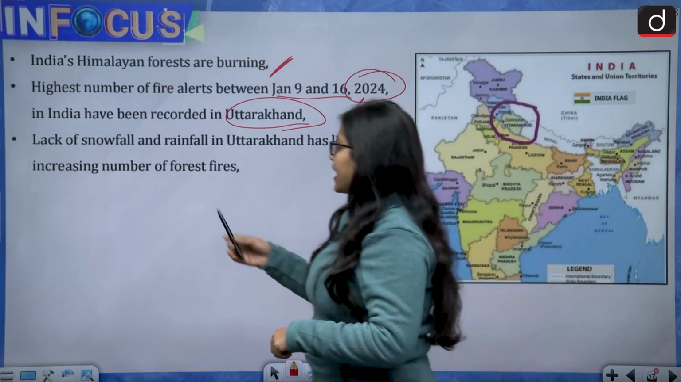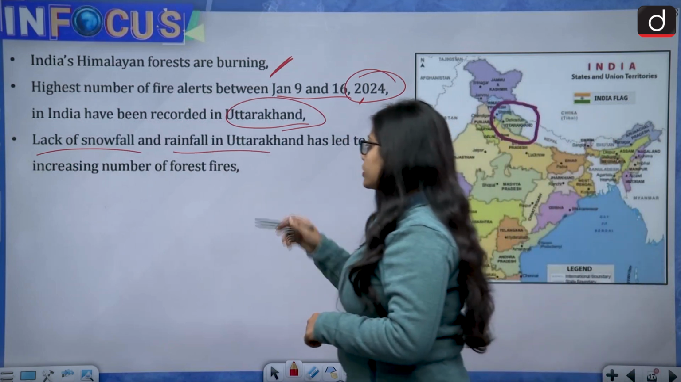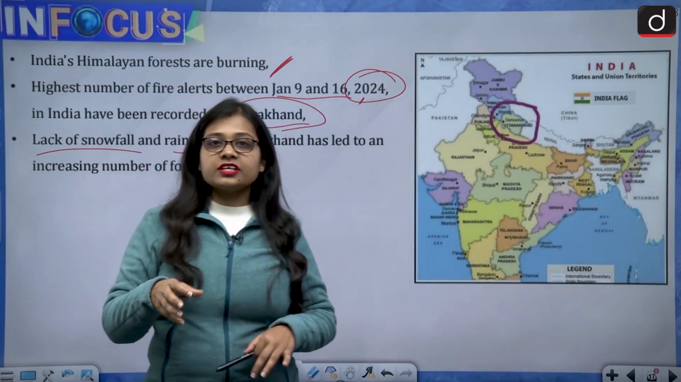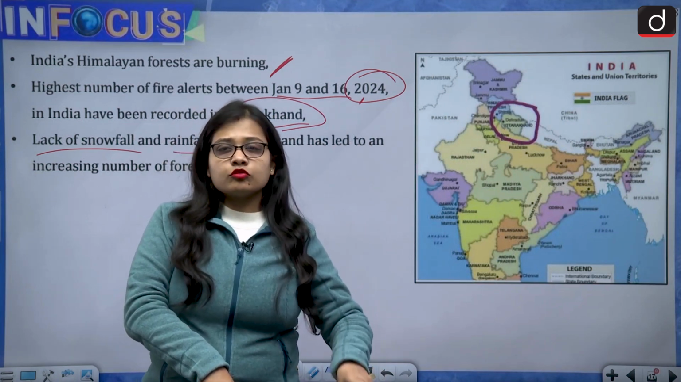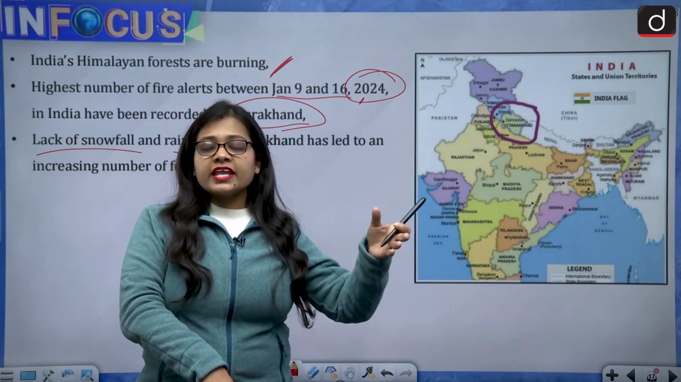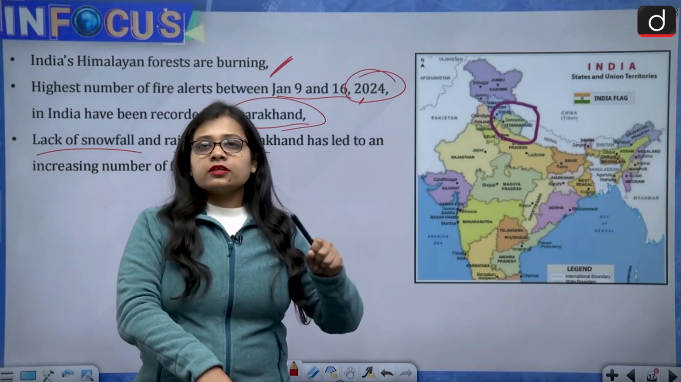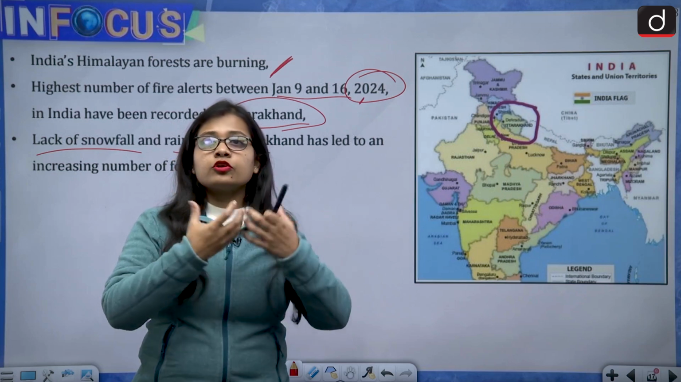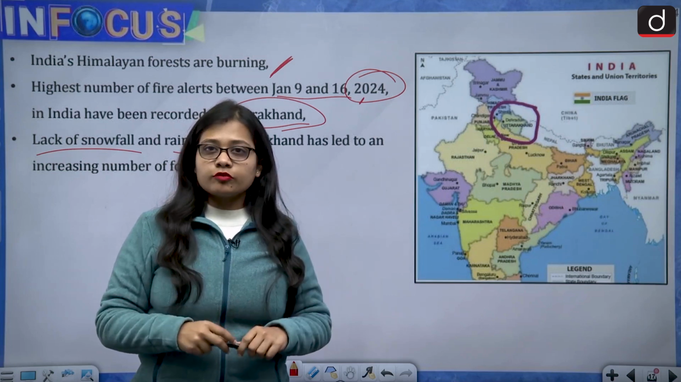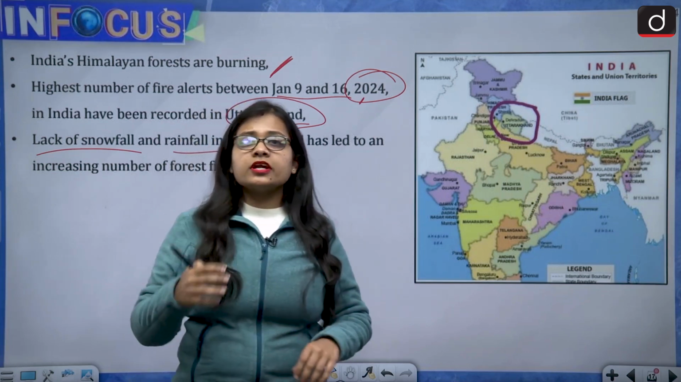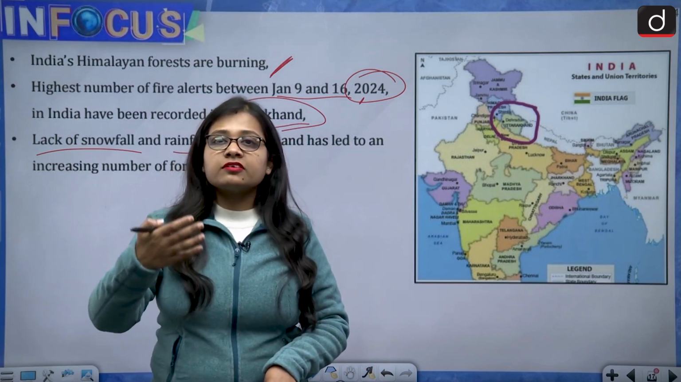Because of the lack of snowfall and rainfall in Uttarakhand, there has been an increasing number of forest fires. This is the region where snowfall and rain used to take place, and if any kind of fire happened in that region, it could not increase or spread, because the rain or the snowfall used to suppress it. But now that the snowfall and the rain are not taking place, forest fire incidents are on the rise.